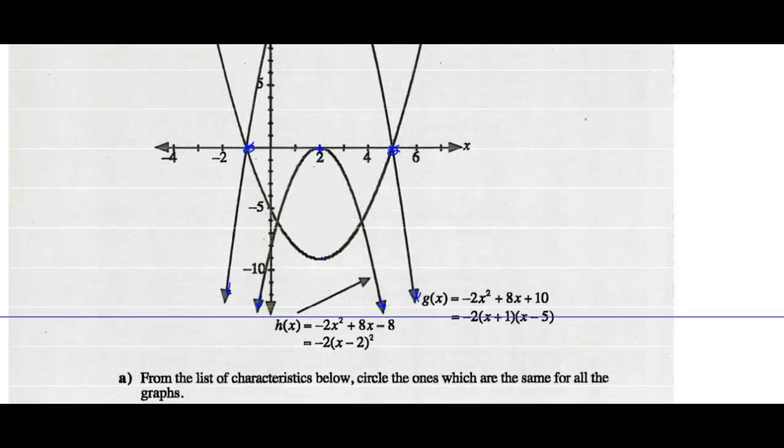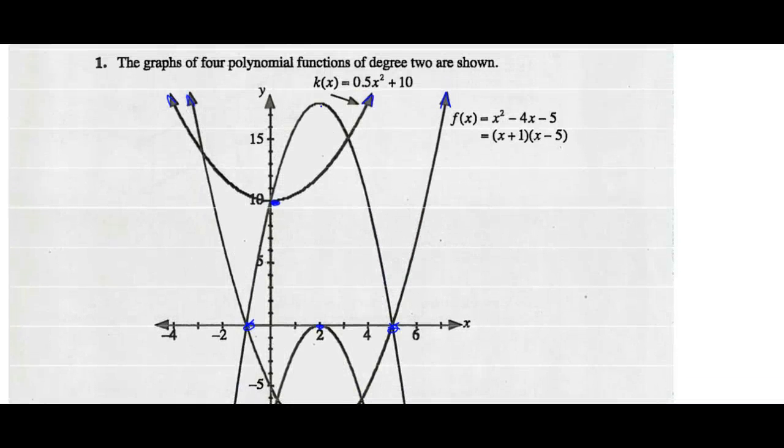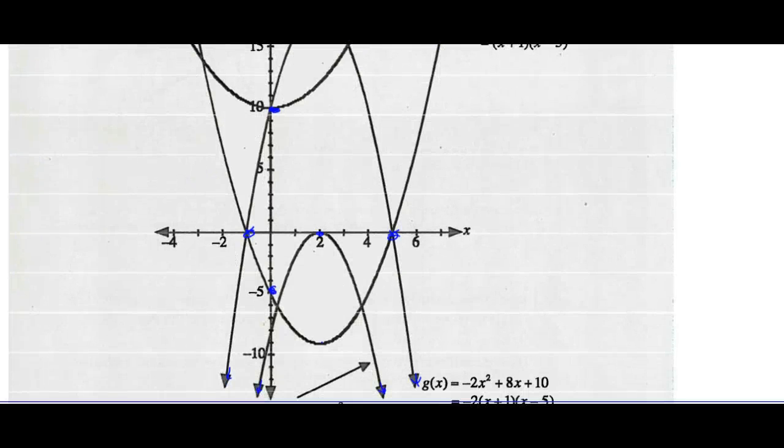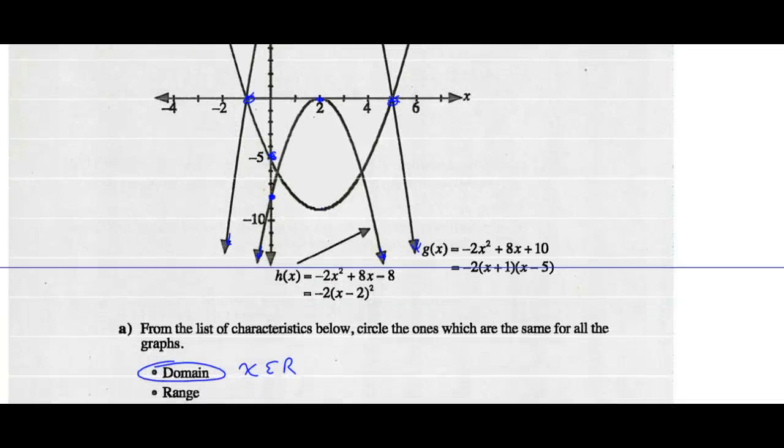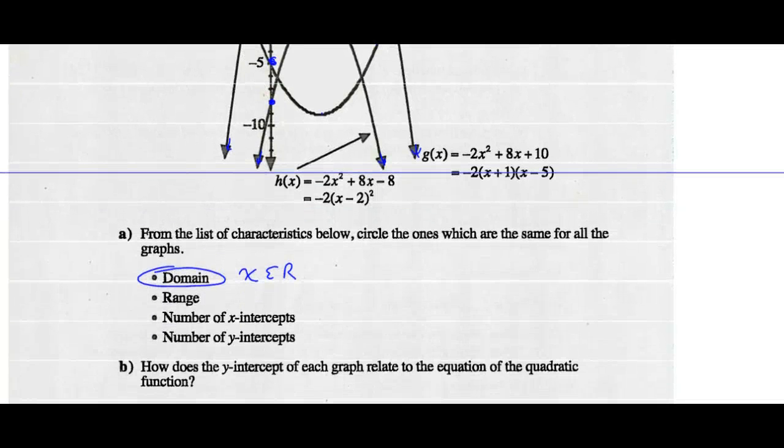Check the number of y-intercepts. K at x has one y-intercept. F at x has one y-intercept. Looks like G at x has a y-intercept right here, and H at x has a y-intercept right there. So looks like they all have one y-intercept, so the number of y-intercepts is the same. All have one.